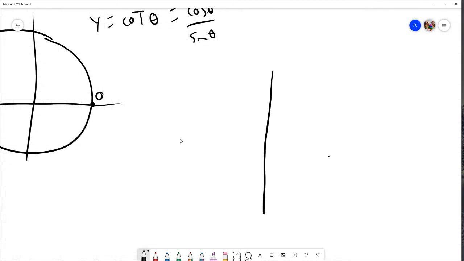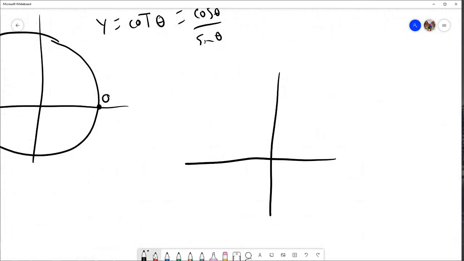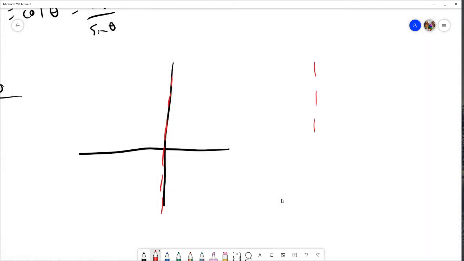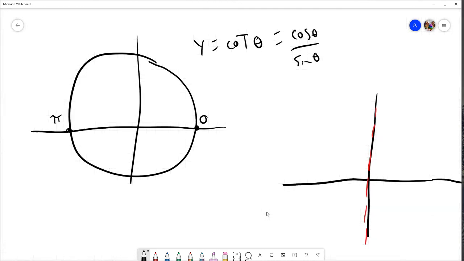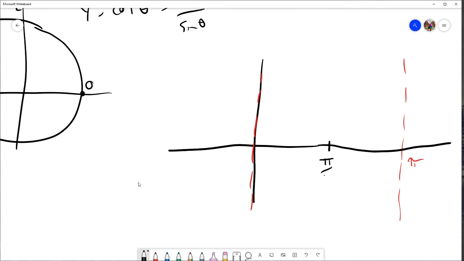So looking at this, we know at 0 we're going to have our asymptote because we cannot divide by 0, and we know over here at pi. So there's our pi, there's our other asymptote, and let's extend this line now. Now, when we think about pi over 2, that's when cosine is 0. So that means right here in the middle, that's pi over 2, and there's our first point. That's when our graph is 0.